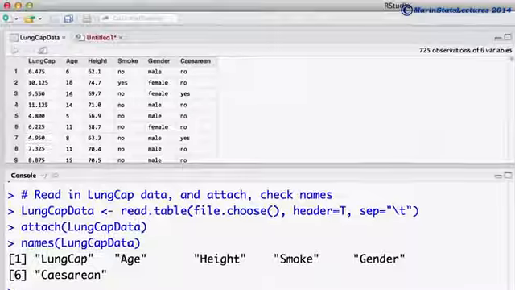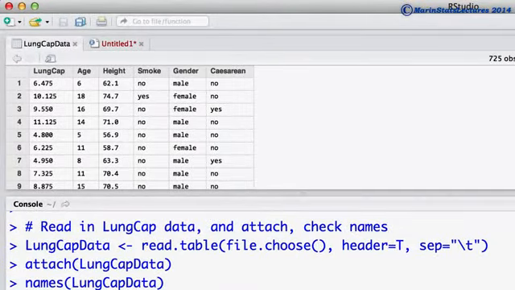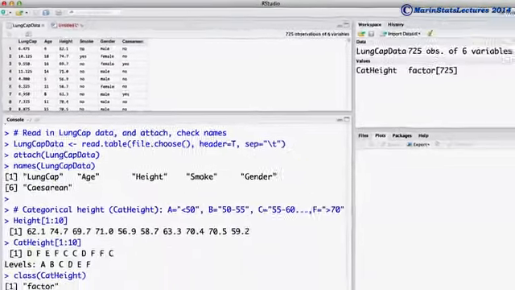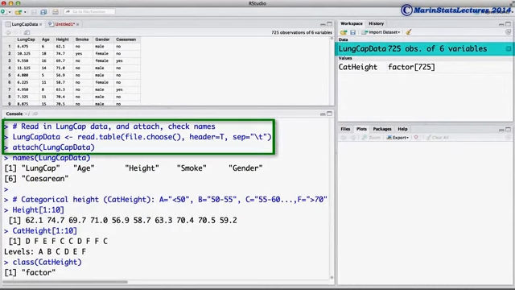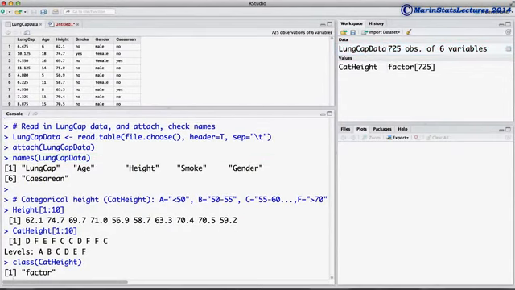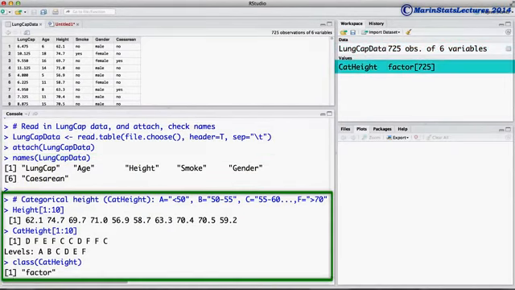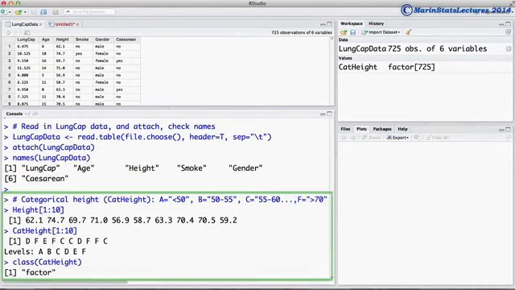We will be working with the lung capacity data that was introduced earlier in this series of videos. I've already gone ahead and imported the data into R and attached it. You can also notice here that I've created a categorical representation of the height variable. Individuals are placed into height categories where category A is less than 50 inches, category B 50 to 55, category C 55 to 60, and so on, all the way up to category F 70 or greater.